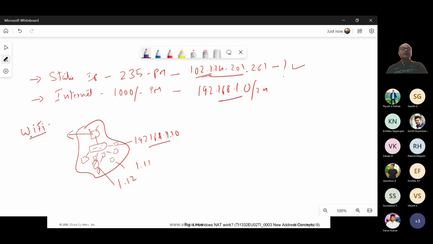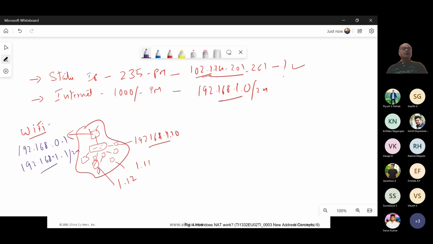Even if you access your Wi-Fi router, maybe you are using a TP-Link or D-Link or Mercusys, a lot of vendors are there. I think you are getting only this IP address. Have you noticed? 192.168.1.1. In my network at my home, I'm using this 192.168.1.1 network.